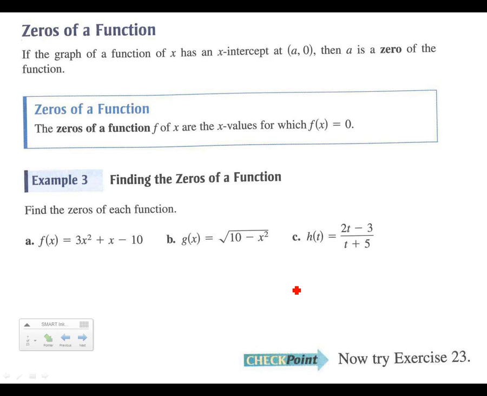All right, let's take a look at the zeros of a function. The zeros of a function are when your graph crosses the x-axis. And another way of saying that is when y equals 0, or when f of x, which is the same thing as saying y, equals 0. So to solve for the zeros of a function, we're going to go ahead and make f of x 0, and go ahead and solve for x.